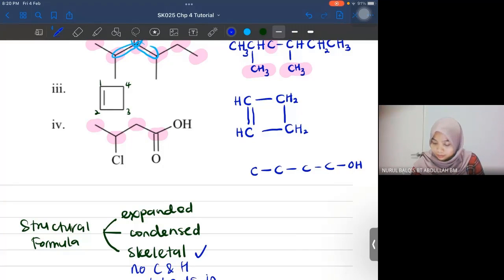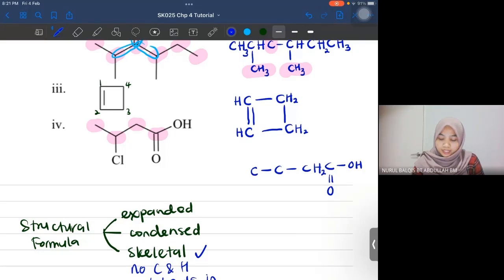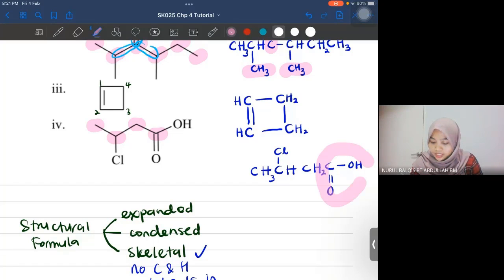Kenapa dia tak keluar? Sekejap. Double bond O. Okay, lepas tu second carbon kita ada berapa banyak hydrogen? 2. Dekat third carbon, we have how many hydrogens? 1. What about the other bond? Belongs to? Cl. Yes, Cl. And then the last carbon, we have how many hydrogens attached to it? 3. So CH3.